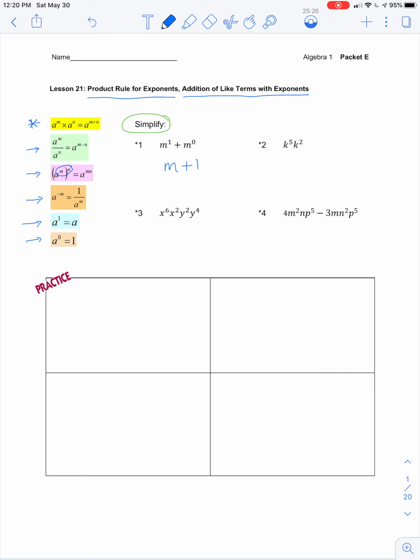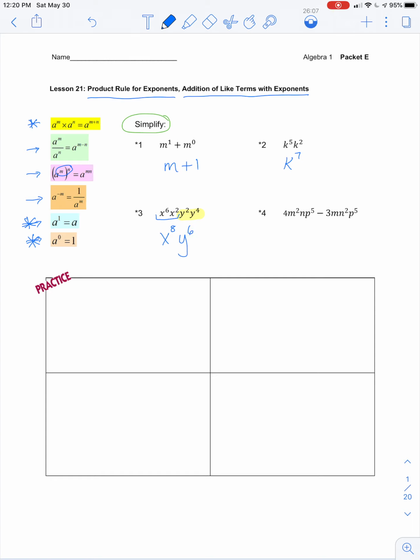Okay, so this one we know that m to the first power is simply m. That's what our rule says over here. And m to the 0 is always 1. Okay, here we have k to the 5th power times k to the 2nd power. We know that those are being multiplied, so we just add our exponents, so it would be k to the 7th power. On the next one, we try to put our bases together, so we have an x to the 6th power and an x to the 2nd power, and then we have a base over here that has a y, so those two are going to be put together, and so we just add our exponents, so we would have x to the 8th power and y to the 6th power.